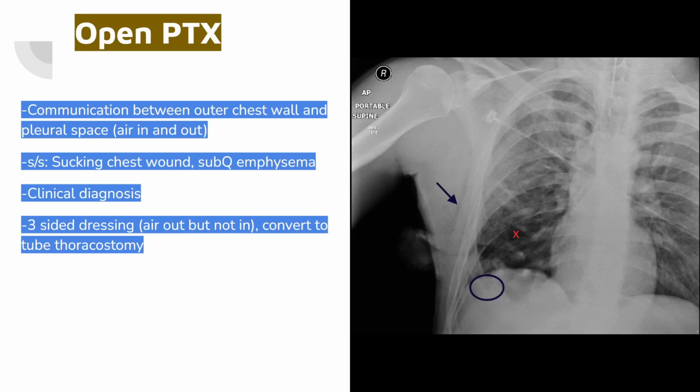Open pneumothorax, where the air is not getting trapped, it's just coming in and out, okay? Sucking chest wound with sub-Q emphysema, usually there's air tracking into some of the sub-Q spaces, which is what that blue arrow is showing you. Also a clinical diagnosis with a three-sided dressing, so air can get out but not in.